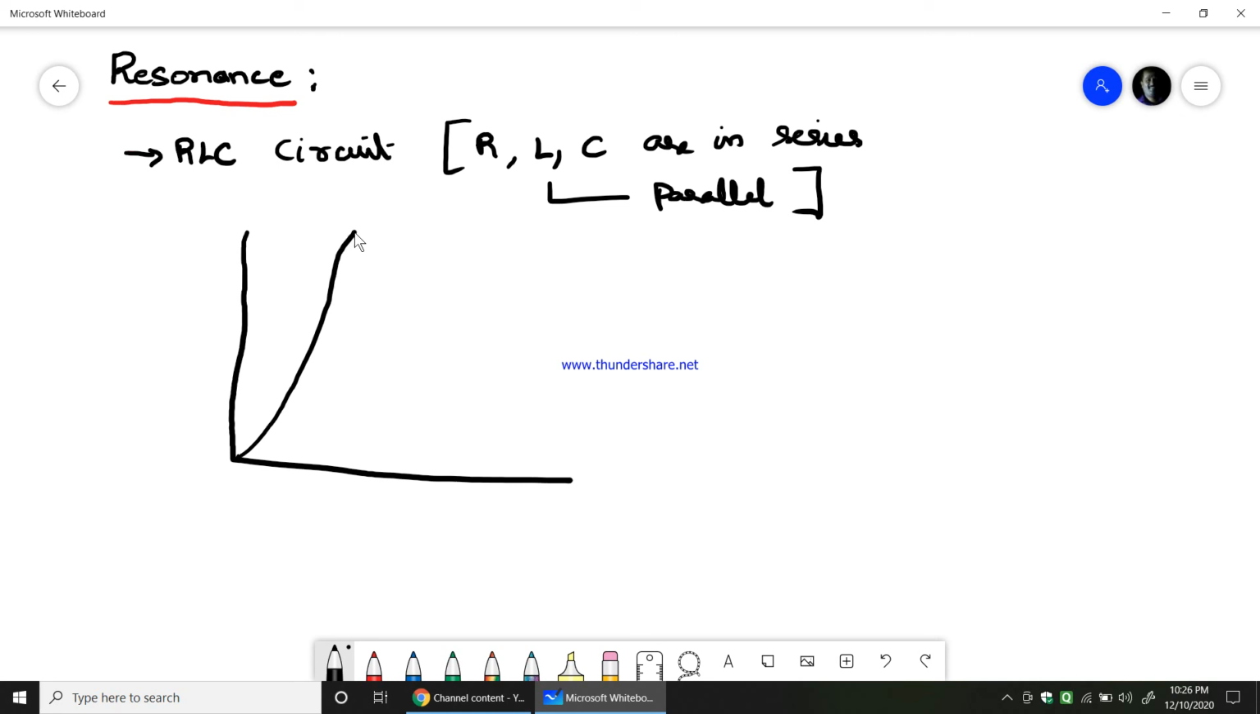in this way, and this curve would be for a series resonance, where the x-axis will always be frequency and the y-axis will always be the current that we measure. So this would be the curve that we get for series resonance.